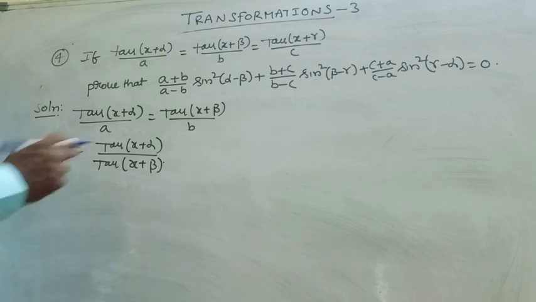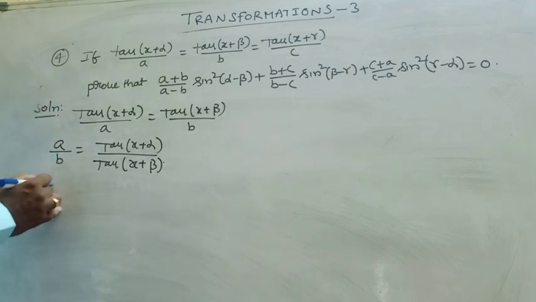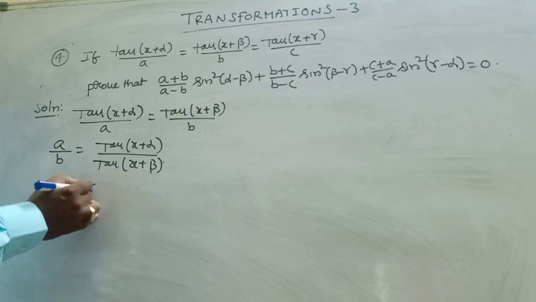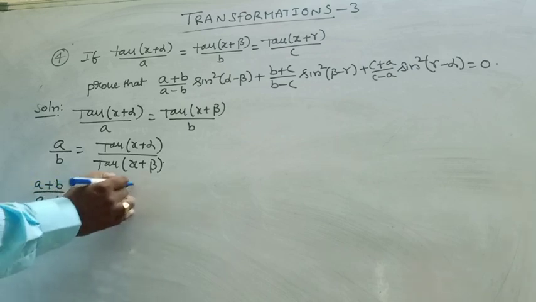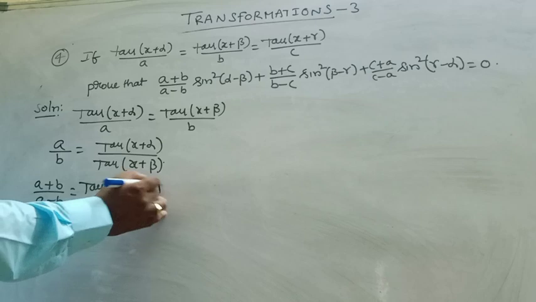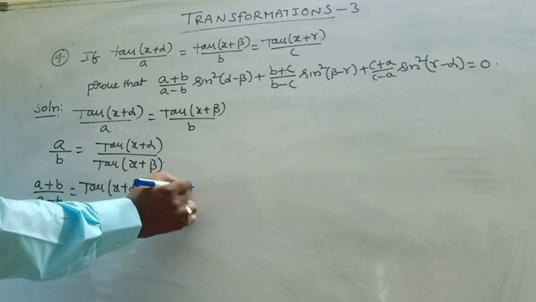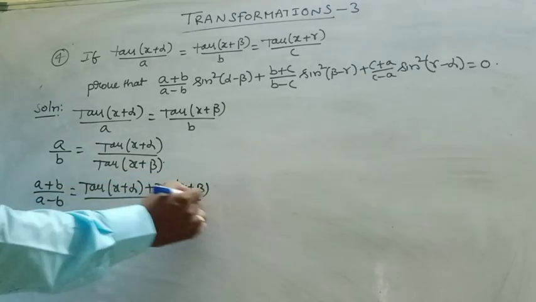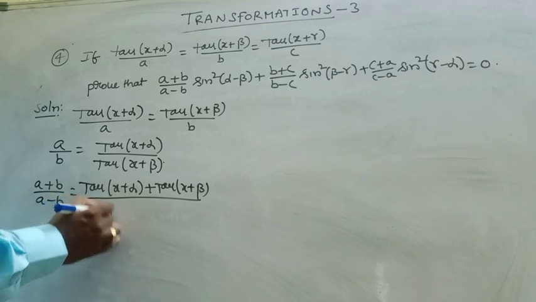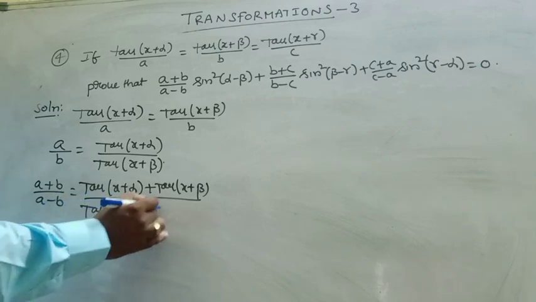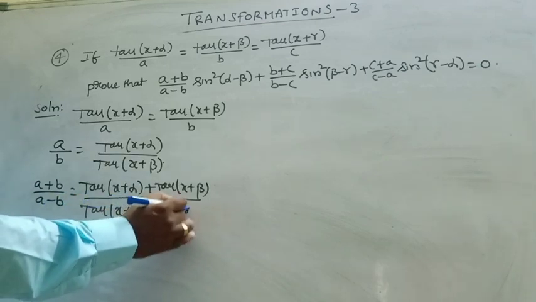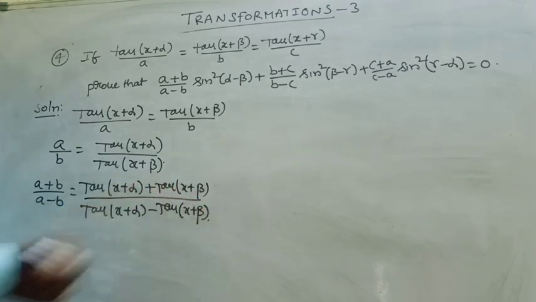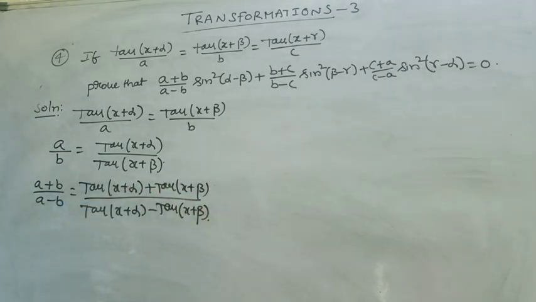Now apply the componendo dividendo method. You see, my dear students, (a plus b) by (a minus b), by componendo dividendo, is equal to tan of (x plus alpha) plus tan of (x plus beta), this whole thing divided by tan of (x plus alpha) minus tan of (x plus beta). So (a plus b) by (a minus b) equals this.